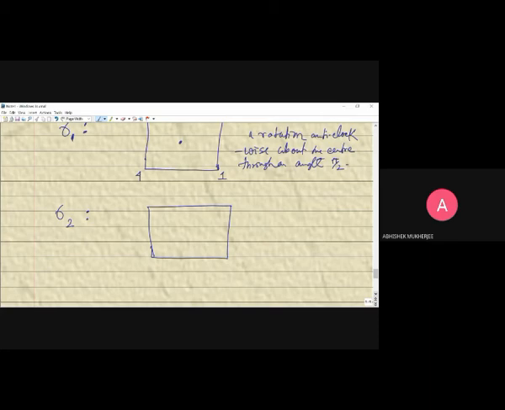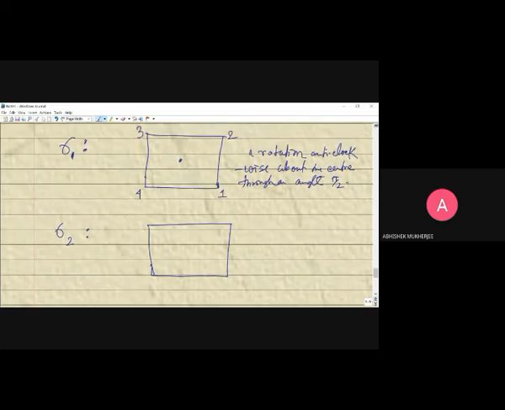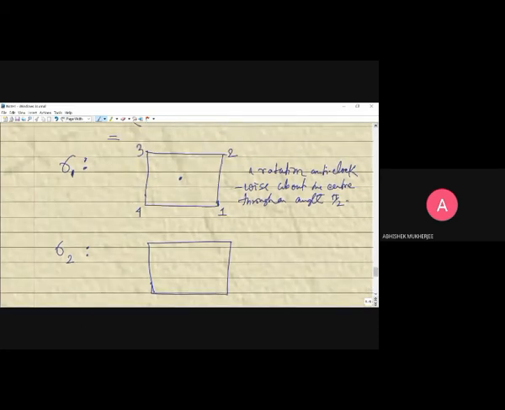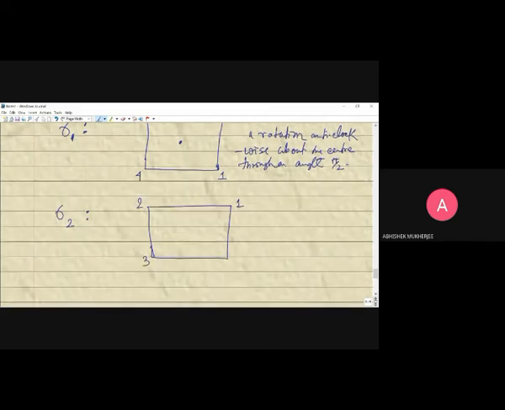Now we make an angle pi. So just take another rotation of angle pi by 2. Then what we will have? So this is your 1, 2 goes to 3, 3 goes to 4, and this is your 4 goes to 1.